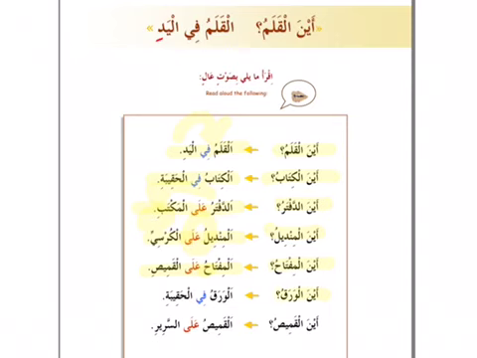Aina al-waraku, where is the paper? Al-waraku fil hakibati. The paper is in the bag. Al-waraku is in the nominative case. Fi is a preposition. Al-hakibati is in the genitive case because it's following fi. Aina al-qamisu? Where is the shirt? Al-qamisu ala as-sariri. The shirt is on the bed. Ala, again, is a preposition. Anything following a preposition is in the genitive case. So as-sariru in the nominative case becomes as-sariri when it follows ala.